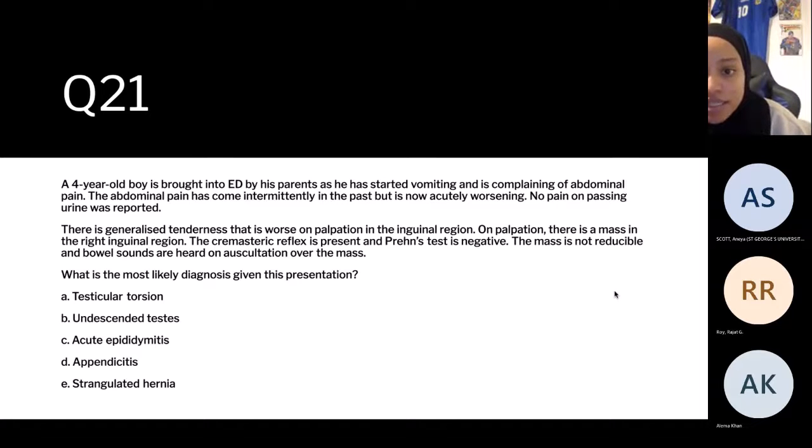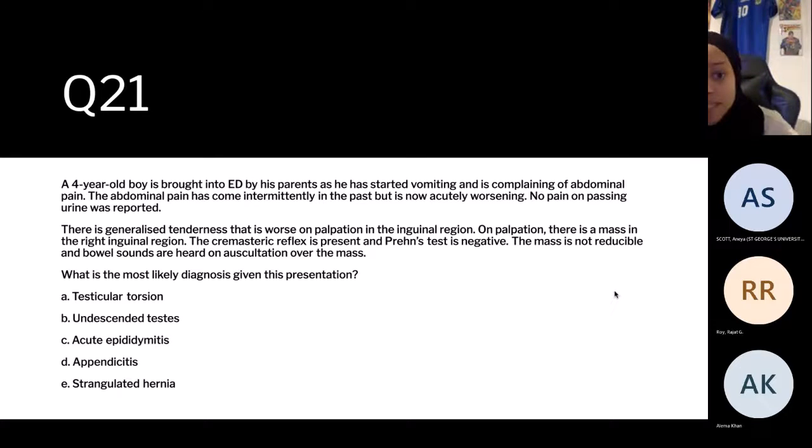The reason for this is that when you look at the question, it's telling you that there is generalized tenderness, worse on palpation in the inguinal region. There's a mass as well in that right inguinal region, and the mass is not reducible. That's really important. If the mass is not reducible, then it's more likely that the hernia is strangulated. Also, when you auscultate that mass, there are bowel sounds present, so you know that it's going to be a hernia.